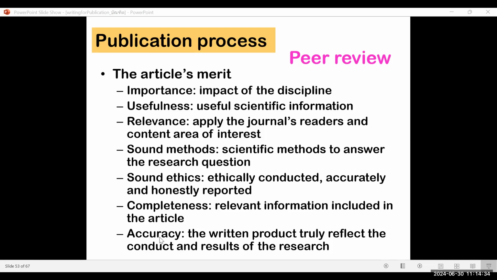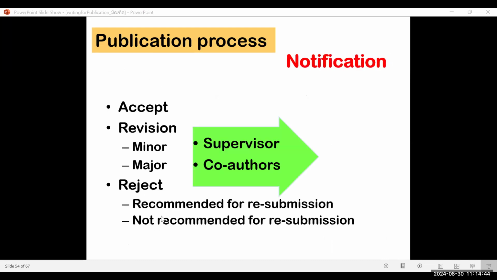Accurate, sound, logical, and abide with the methodologies that you have been set. The review process will be taken like this, and they will notify you. Good news is acceptance, but in general, not a first answer for acceptance. It will come like revisions. Revisions can be either minor or major revisions.